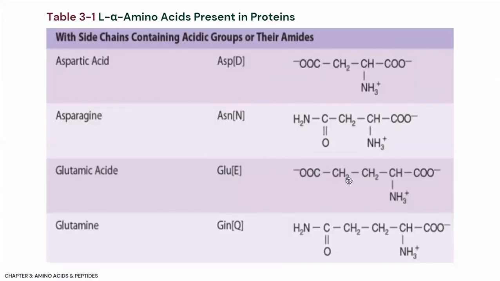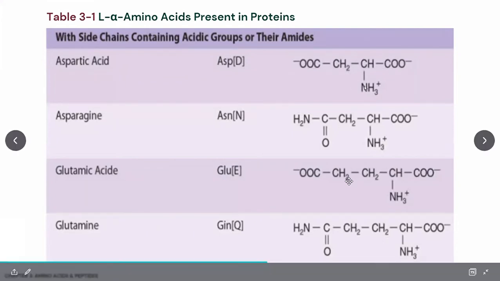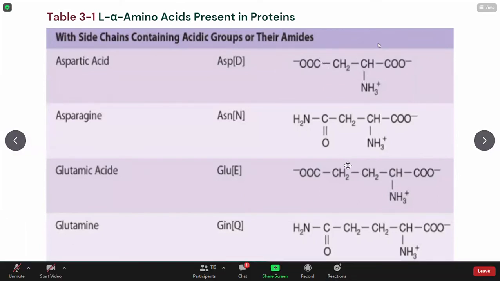Then we have acidic amino acids with their amides. Okay, let's look at this. Aspartic acid has a carboxyl group. It has two carboxyl groups. So that makes it acidic. That is negatively charged, and this one is negatively charged.